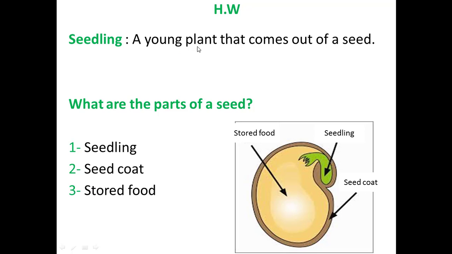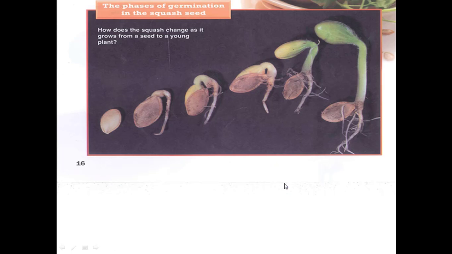Seedling, a young plant that comes out of a seed. What are the parts of a seed? Seedling, seed coat and stored food. This one is a stored food. Okay.